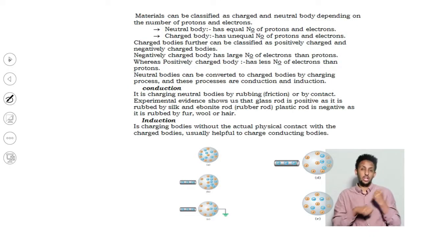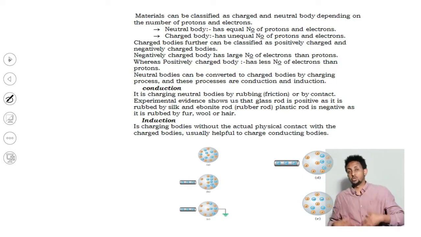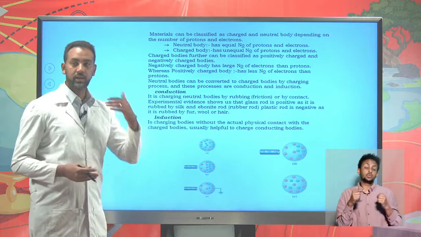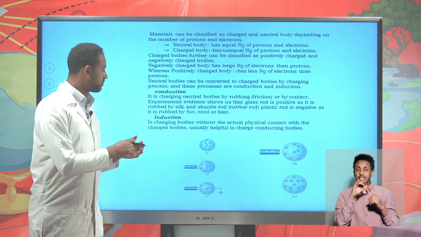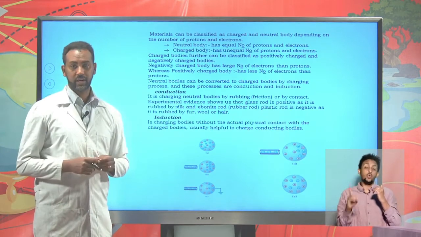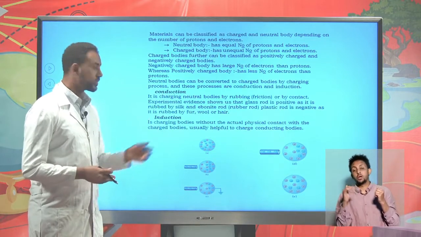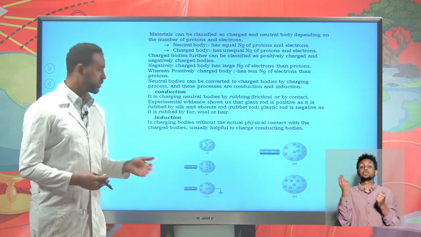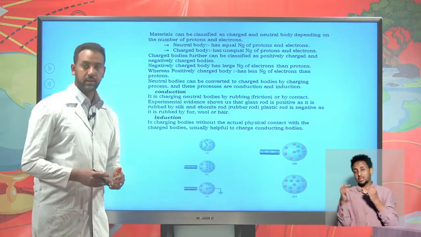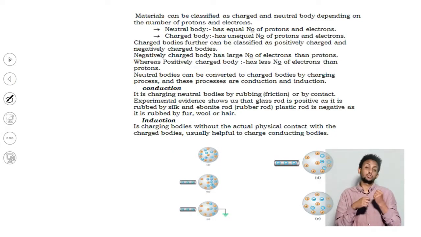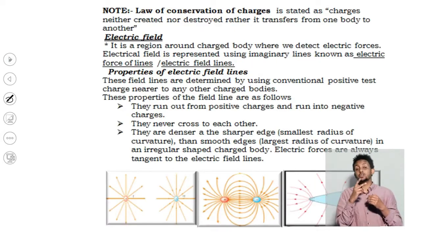Charged bodies can be converted into neutral bodies by a technique of discharging, whereas neutral bodies can be converted into charged bodies by a technique of charging. There can be conduction and induction techniques. Actually, conduction is charging by rubbing, or charging by contact, whereas induction uses additional grounding techniques without actual contact between the charged bodies. So these are the properties of the materials.